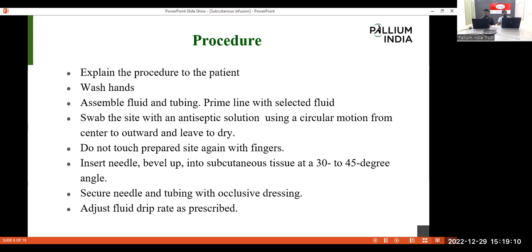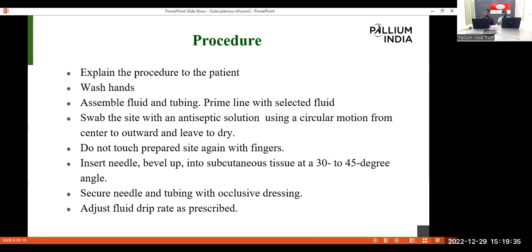Bevel means the tip of the needle on cross section, that side is the bevel. The bevel region will be facing up into the subcutaneous, already selected, cleaned, prepared area. We prick using this needle at a 30 to 45 degree angle. We will prick and insert, and then we will secure.